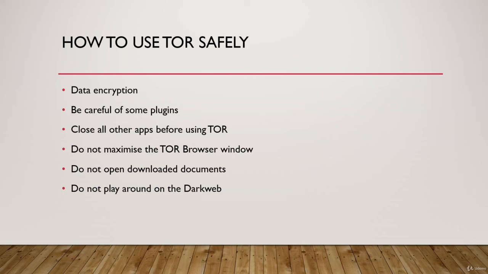So let me summarize. Once again, data encryption for safety is pretty good. It works the right way. Be very careful with the plugins that you can download for the Tor browser. Download nothing when you're visiting the deep web. Nothing, never. Close all apps when you're using Tor. Don't forget about this. All apps closed, only the Tor window open. Don't maximize your Tor window, because you can be tracked if it's maximized. Don't open downloaded documents, or rather don't download any documents. Don't start downloading stuff, because it can be viruses, malware, or any kind of stuff. You're not on the surface web, you're on the dark web, so you have to be very careful. And don't start to play around, once again, because you can end up on websites that you don't want to get into.